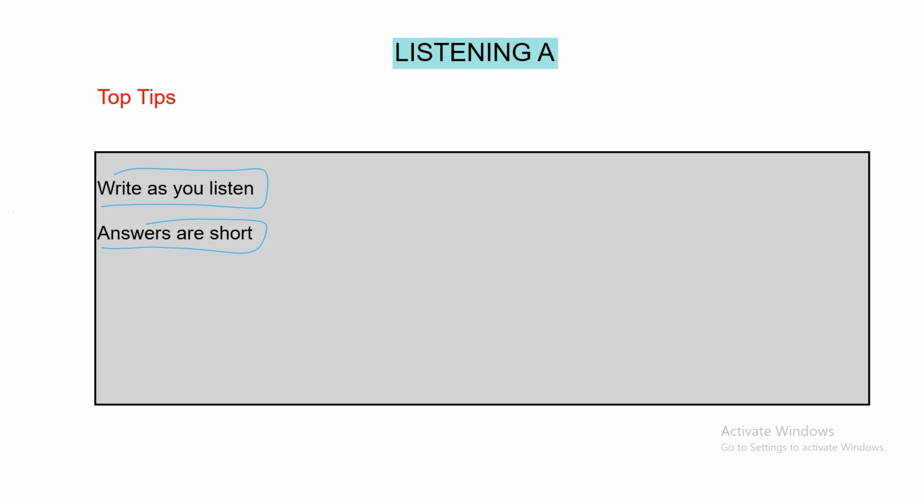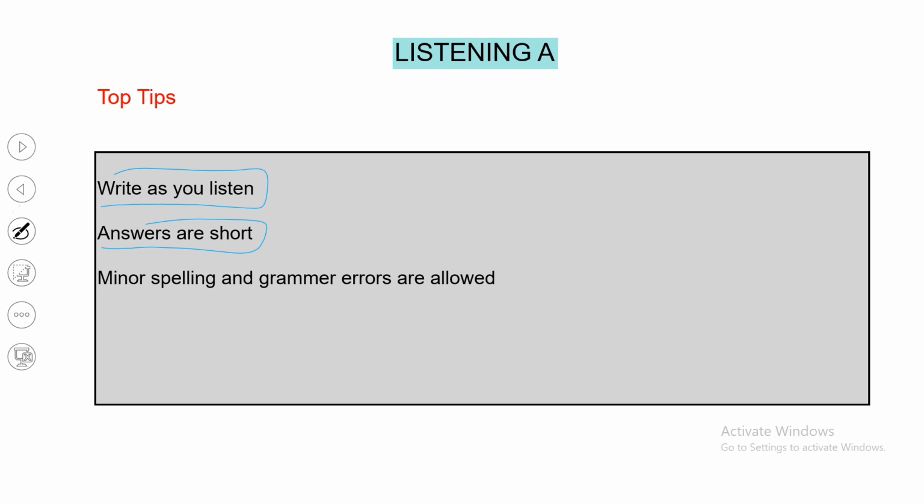Answers are short. We know it's one word or it could be a phrase. Minor spelling and grammar errors are allowed. Can you see the spelling of grammar here? This is wrong. പക്ഷേ, if I write it as GRAMMAR or if I write it as GRAMMER, both sound the same when we read it, correct? That is what I mean by minor spelling errors are accepted.